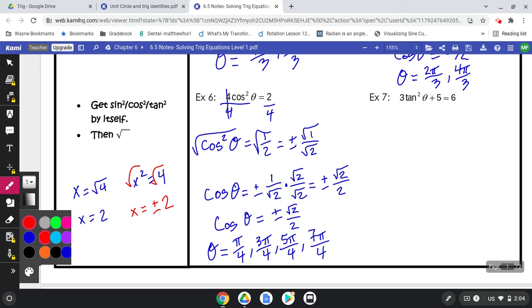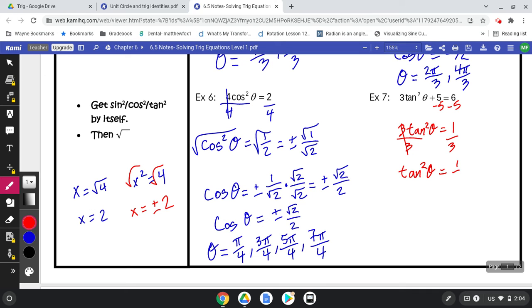Okay, number 7. Once again, subtract 5, we're left with 3 tangent squared theta equals 1. Divide by 3, tangent squared theta equals 1/3. At this point, we're taking the square root of both sides. It's going to be plus or minus square root of 1 over square root of 3.